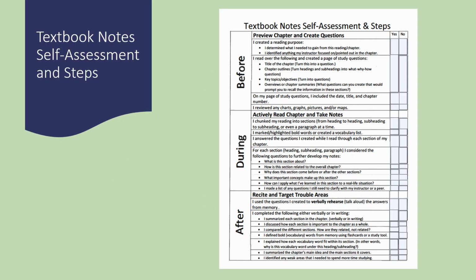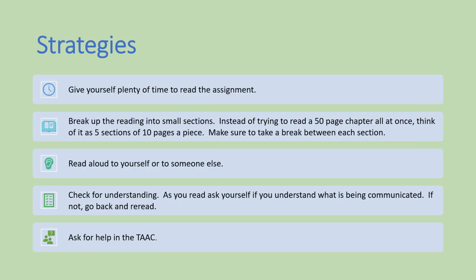Here is a textbook, notes, and self-assessment. This gives you tips before, during, and after your reading. You can find a copy of this in the resources for this video. Here are some general tips and strategies for reading a textbook. 1, give yourself plenty of time to read the assignment. It's helpful to break up the reading into small sections. Instead of trying to read a 50-page chapter all at once, think of it as 5 sections of 10 pages apiece, and make sure to take a break between each section.